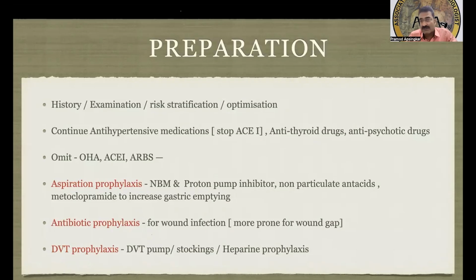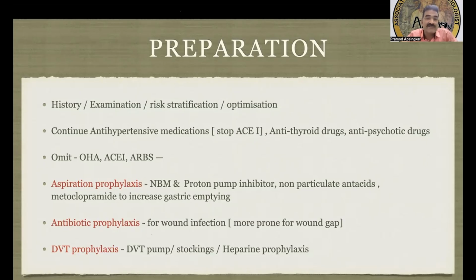So we have to take the history in detail, do the examination, and give time to the patient, because even auscultating this patient may be difficult. You cannot hear the sounds properly. Pedal edema, you cannot judge. Even the measurement of BP may not be correct. You have to use the correct BP cuff for that patient. So give time for the history, examination and risk stratification, and optimize accordingly. Continue antihypertensive agents, omit the ACE inhibitors and ARBs.